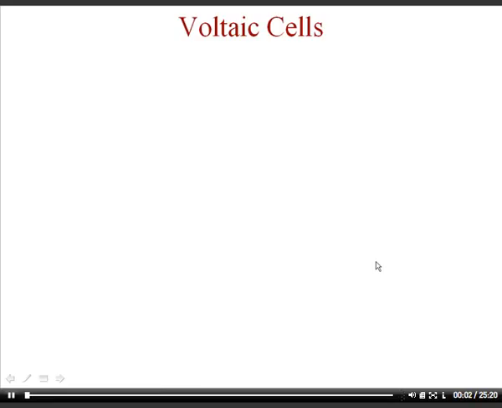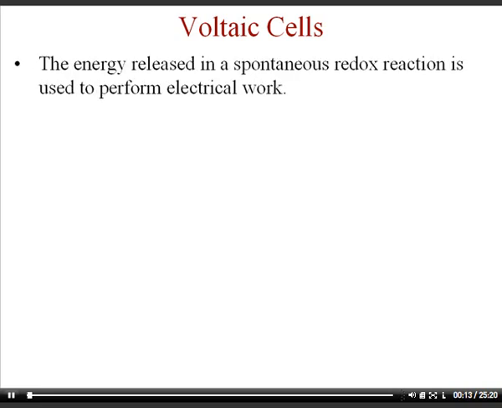This lecture will be a quick summary of what we cover in AP Chemistry on the topic of voltaic cells. This is part 2 of the Chapter 20 lecture on electrochemistry. So we start describing what a voltaic cell is. Energy released in a spontaneous redox reaction that we balanced in the previous lecture is used to perform electrical work.